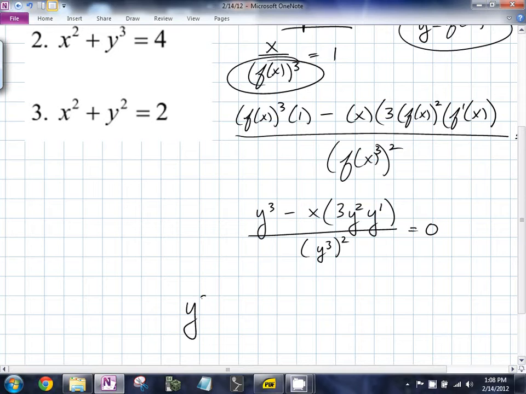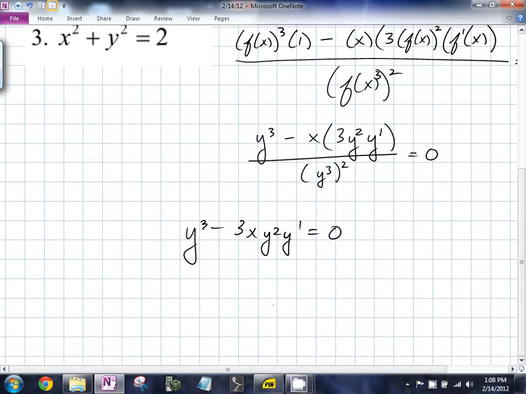Y cubed minus, and let's just make it a little better. What is it? 3x y squared y prime has to equal what? 0. What can we factor out? Y squared. You get y squared times y minus 3x y prime equals 0. So there's one solution, which is when y is equal to 0. Do you agree with that?